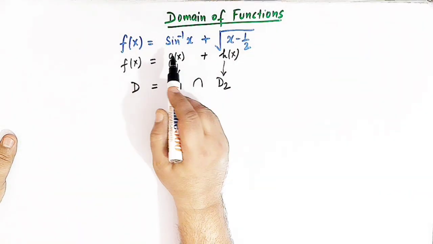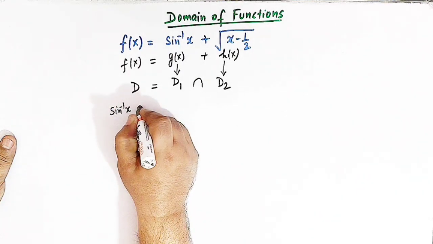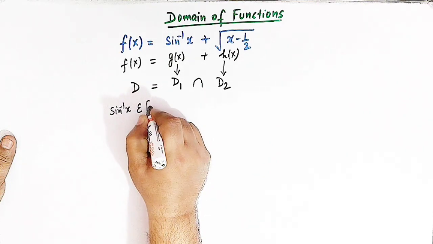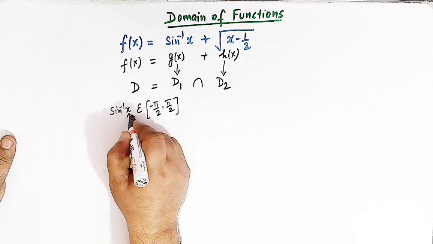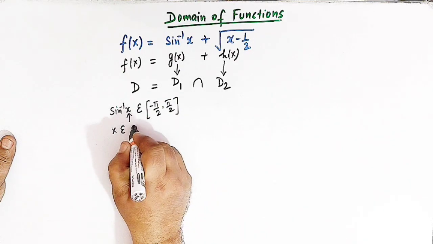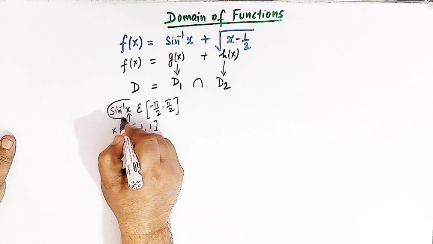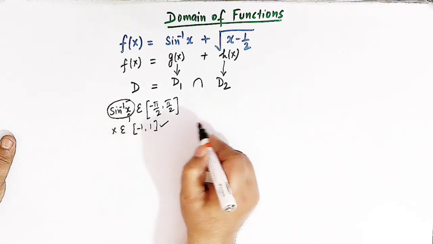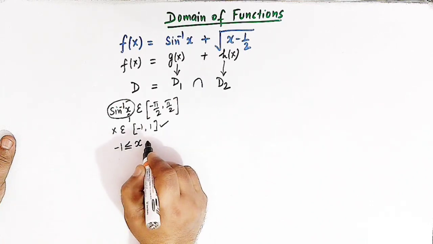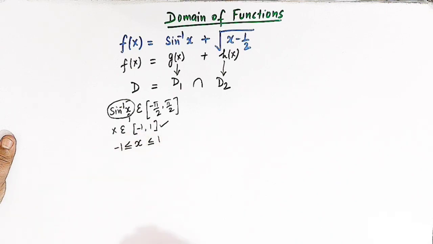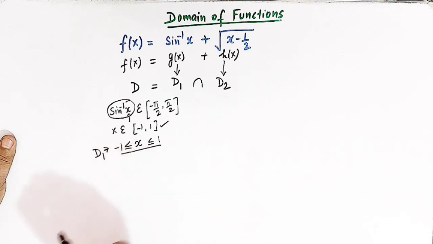So now from the inverse trigonometric functions, we know that sine inverse x belongs to the interval from minus pi by 2 to pi by 2, right? And whenever x belongs to the interval minus 1 to 1, the domain of sine inverse x is given by this interval, which can also be written like this: x is greater than or equal to minus 1, but less than or equal to 1, right? So D1 is given by this inequality.